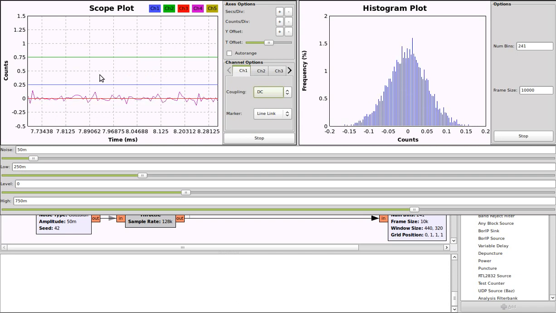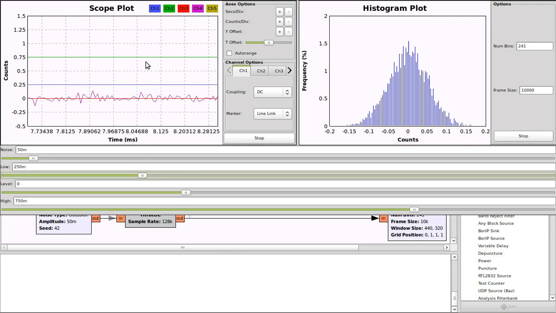We've got the high and low levels shown by the green and blue lines respectively. The red line here, channel 3, is the output of the threshold block, so that will either be 0 or 1. And we have our noisy input, channel 4, shown in purple. This is the addition of that constant level plus the noise. We can change these by dragging the sliders around. I can change the low level, for instance, and you can see the blue line moving around. Take that back to the original value.